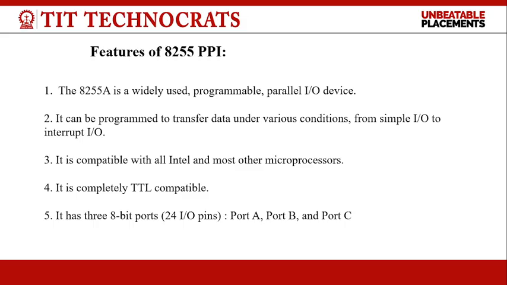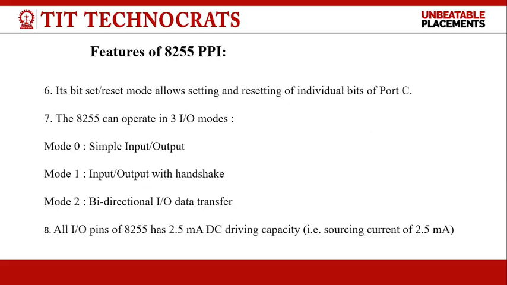Then fifth, it has three 8-bit ports as we discussed earlier, port A, port B and port C. Each port is of 8 bits and combined the three ports have 24 input output pins. Then sixth, its bit set reset mode allows setting and resetting of individual bits of port C. This is the basic difference between 8255 and 8155 PPI. The 8255 PPI has the bit set reset mode, whereas the 8155 PPI does not have this bit set reset mode.